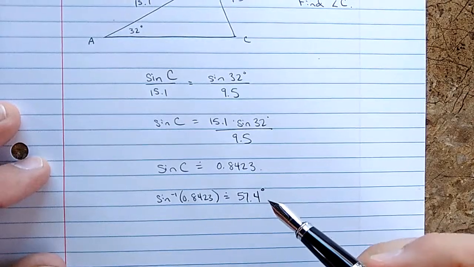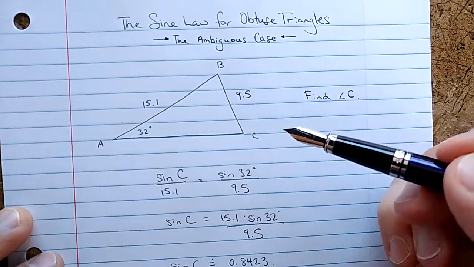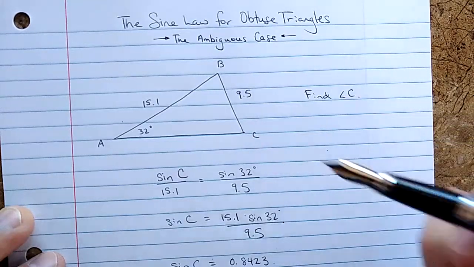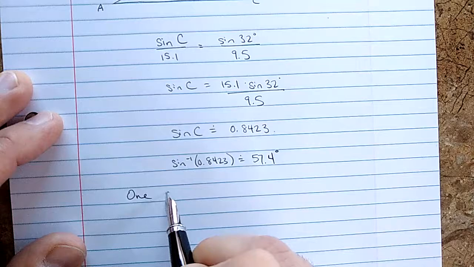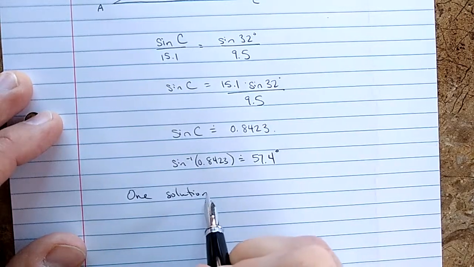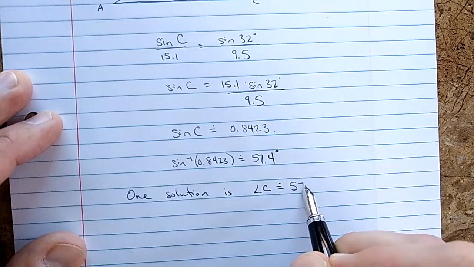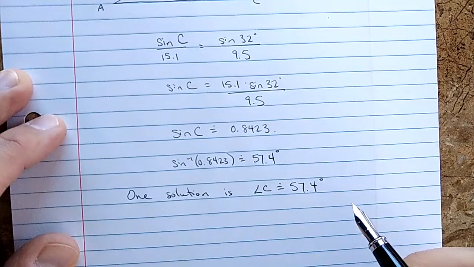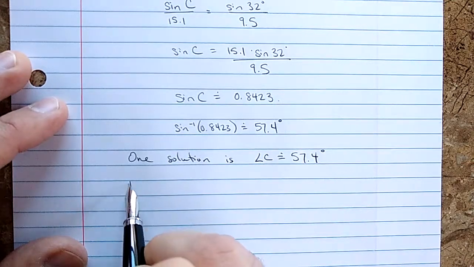Okay, and so, looking at my diagram here, that seems reasonable. 57.4 seems to make sense. So that is a possible solution. Let's write that down. One solution is that angle C is approximately 57.4 degrees, and that is true. However, this is where we're going to have another issue.